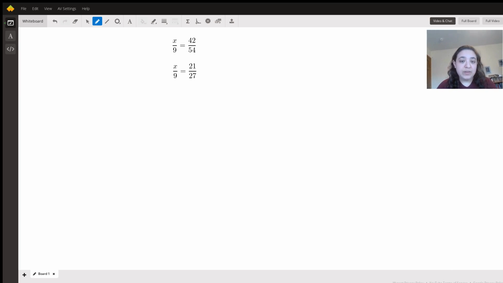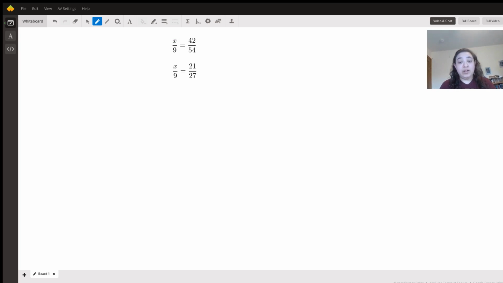Always possible. So the next step is going to be multiplying the diagonals, right? We take the numbers that are diagonal to each other and we multiply them together and set those two things as equal to each other. So the simpler one is going to be 27 times x. We just write that down, 27 times x.